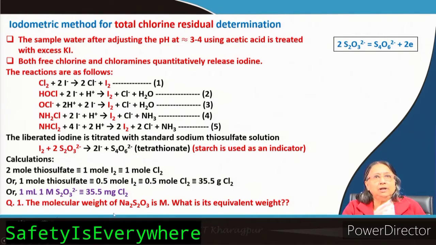From here you can start. And now, the molecular weight, this is my question: the molecular weight of thiosulfate is m. Say for example, you do not have to calculate. Then what is the equivalent weight? This is the reaction that is going on: 2 moles of S2O3 2- is giving S4O6 2- plus 2 electrons. So, what is the equivalent weight of thiosulfate if the molecular weight is m? This is also a home task.